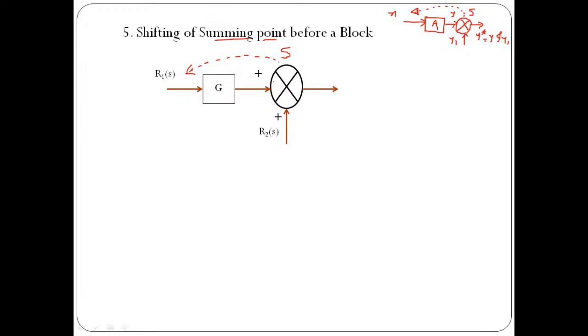Now, before shifting a summing point, as I told you, first we need to calculate what will be the output of the existing system, and then we will shift a summing point before a block, and then we will calculate what will be the output in that particular system. And if the outputs exactly match, then we can say that yes, it is possible. If the output is not matched, then we think about what additional efforts we need to take to match the output in the second case so that it exactly matches the first case.